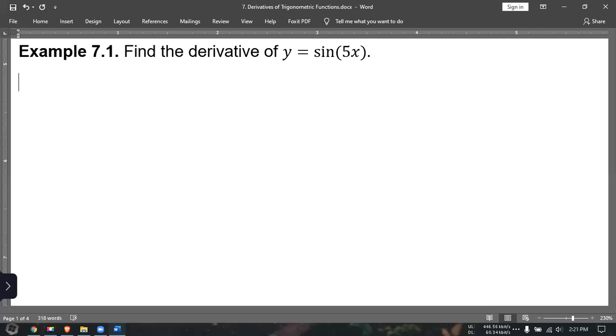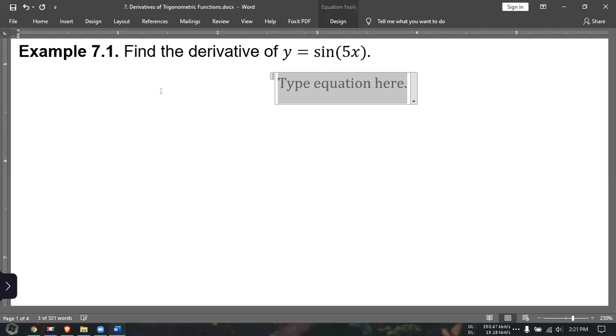Okay. Now to do that, I find here. First we let u be equal to 5x, the measure of the angle. We let u be the measure of the angle so that the derivative of u, of course, what is the derivative of 5x? Response. What is the derivative of 5x? Anyone? 5, sir. 5. Very good.